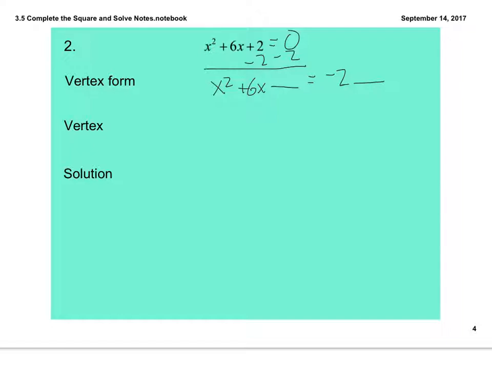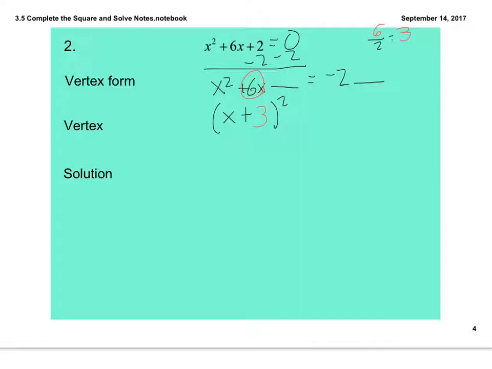Now, again, I take my b term, which is 6, and I divide it by 2. You remember that from the Punnett squares yesterday? And when I do that, I get 6 divided by 2 is 3. That means that my factoring of x squared plus 6x as a perfect square would be x plus 3 quantity squared.